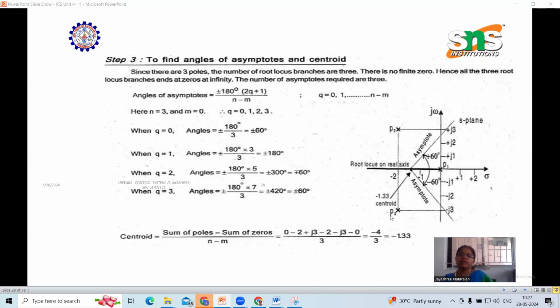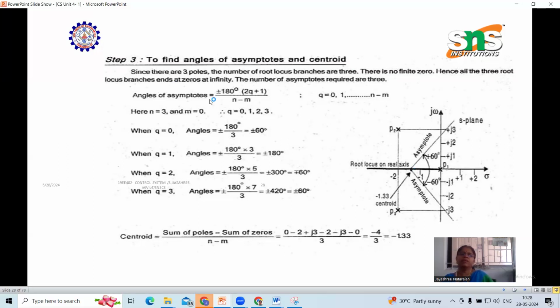Then the next step is to calculate the angle of asymptotes and the centroid. What is my centroid formula? Sum of poles minus sum of zeros divided by n minus m. Sum of poles minus zeros is -4, n minus m is 3. So it is minus 1.33. At this point, the centroid lies at minus 1.33.